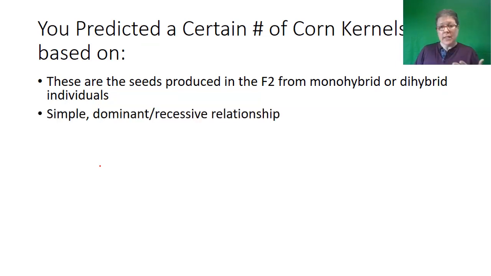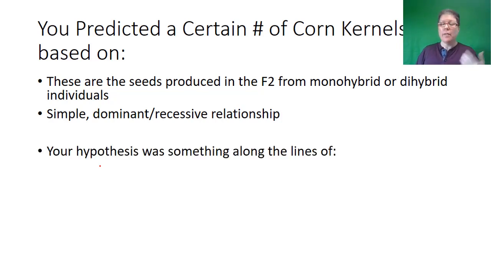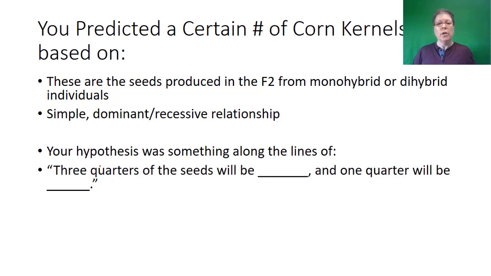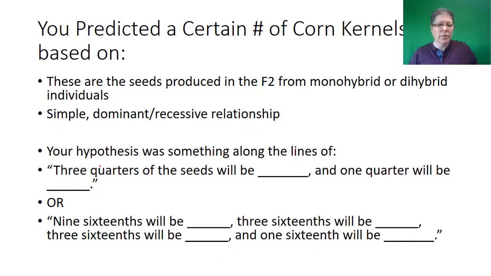We are basing this on a simple dominant recessive relationship. Your hypothesis would be something along the lines of 3/4 of the seeds will be one color or one shape, and 1/4 will be the other color or the other shape. So this is all based on the phenotype. Or if we're talking about the dihybrid cross, 9/16 will be, 3/16 will be, 3/16 will be, and 1/16 will be. And the way I think about this is, so remember, for this one is based on monohybrid cross.